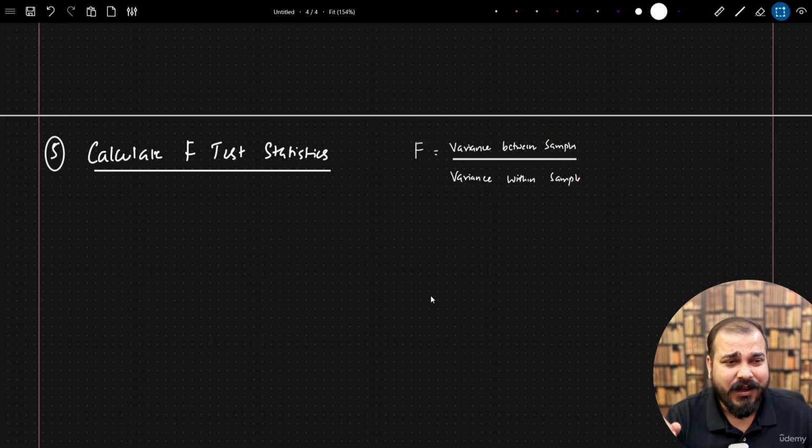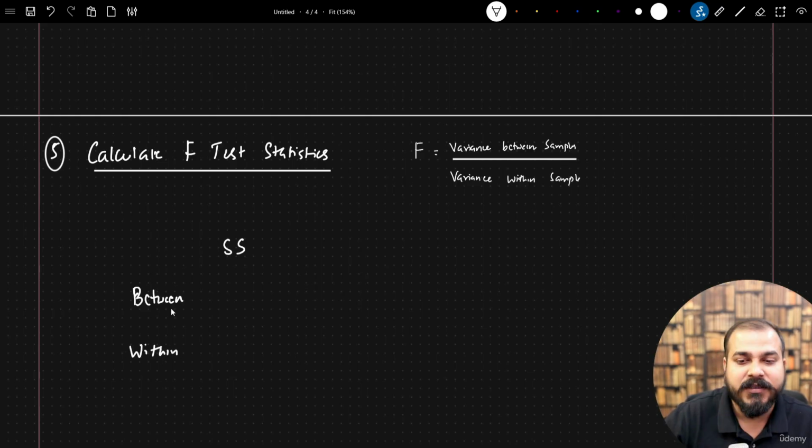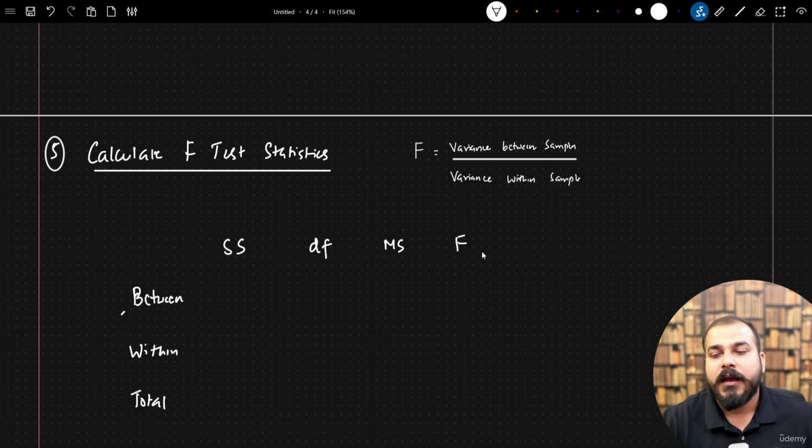Now to get this right, there are so many things we need to get. First, I'm going to find out something called sum of squares. I need to find the sum of squares for between, then within, and then total. When I say between, that means between samples. This means within samples. Sum of squares actually helps you find the variance. The second thing I need to compute is df. Then the third thing is MS, and finally we get the F value. Whenever we say MS, it is nothing but mean squared.